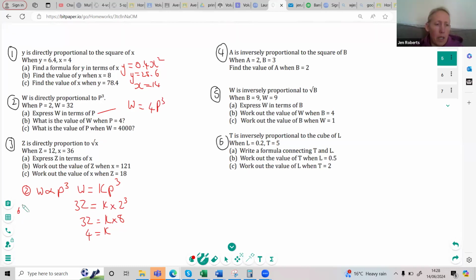Part B. Well, we now know W equals 4p cubed. What's the value of W when p is 4? So we need to work out 4 times 4 cubed. 4 cubed is 64, times 4 is 256.